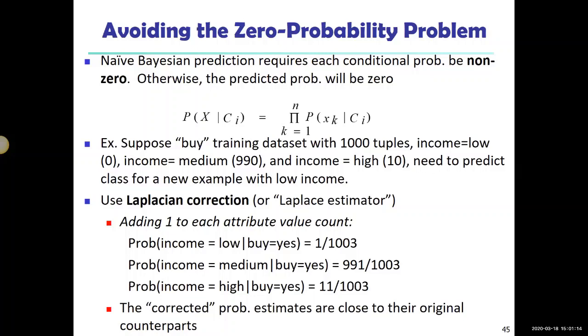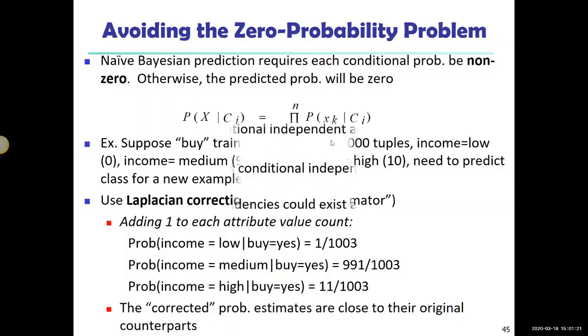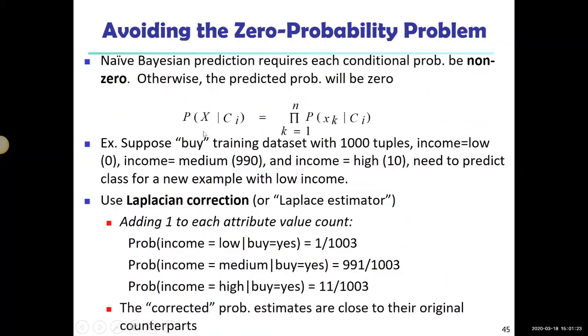So we have 1,000 tuples total, but we're then saying buy has 1,000 tuples. Sorry, I'm confused. How many are in the computer buy, yes versus no? Like the predicted class. What is the size of each?